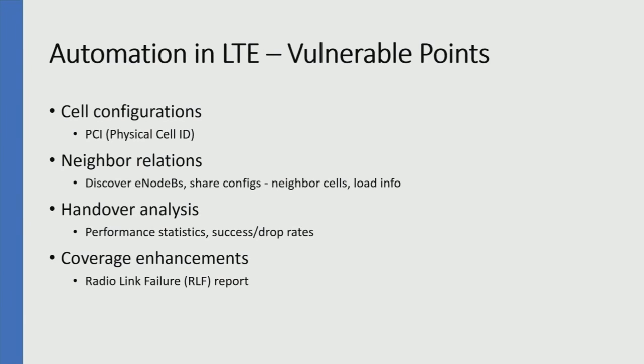We found different vulnerable points that could be targeted. For example, how the cells are configured by the base station. So this could be affected. Even the neighbor relations, like how a base station can connect with other base stations. Then handover analysis, because handover is one of the most important subjects in mobile networks, because that's how we call it mobile. Also coverage enhancements, these things could also be affected.